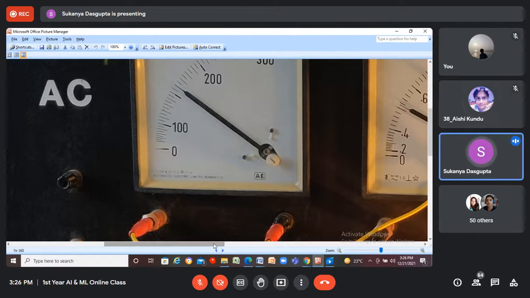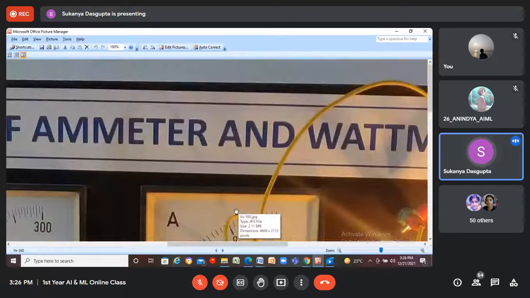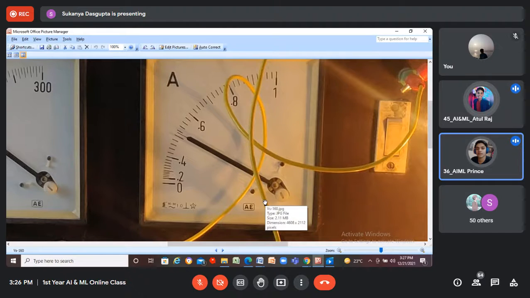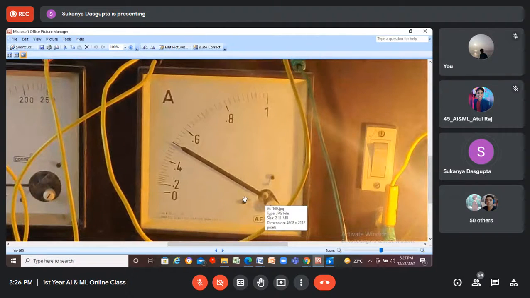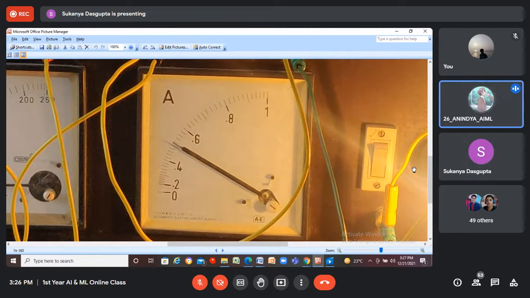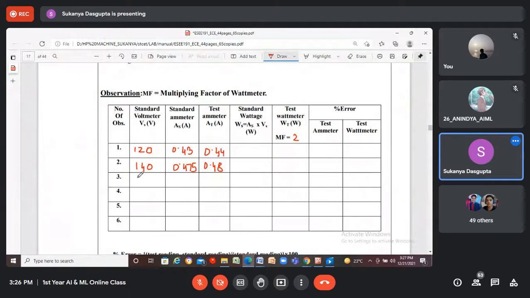Supply voltage 160. Standard ampere 0.51. Test ammeter, 0.51 almost again. Yes, 0.51. At 160, both are at 0.51.